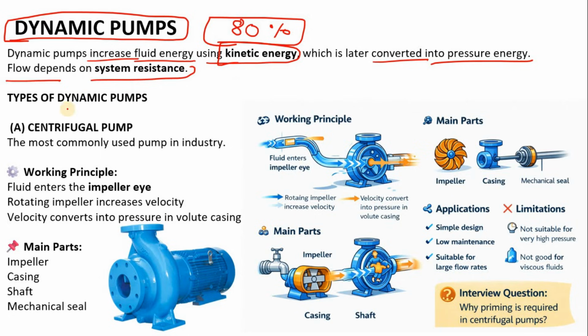Now the types of the dynamic pumps. The first one, and the most important pump, is your centrifugal pump, and 80 to 90% of the pumps used in our industries are centrifugal pumps. Now why?